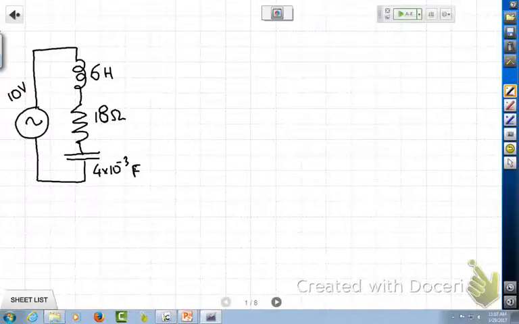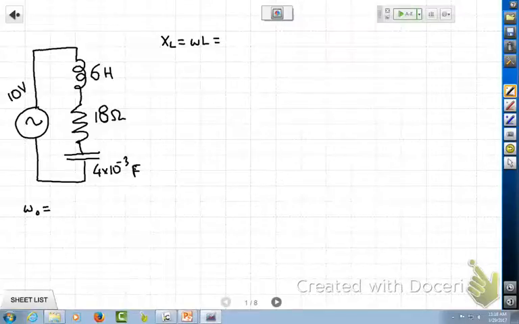XL is equal to omega L, which equals, oh, got to tell you the frequency as well. Oh, no. Okay, I'm going to jump ahead a minute. The resonance frequency for this, omega naught, that's the frequency that it is tuned at. I can tell you what's going to have the best frequency.